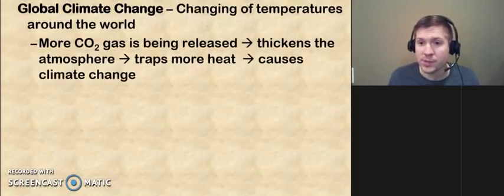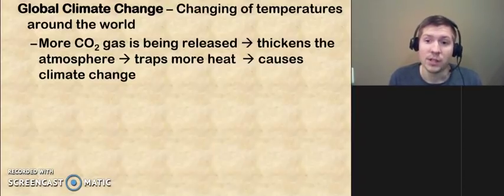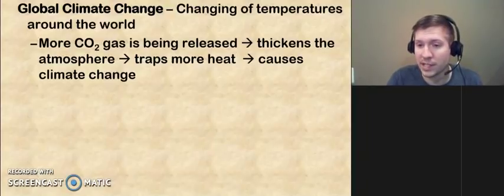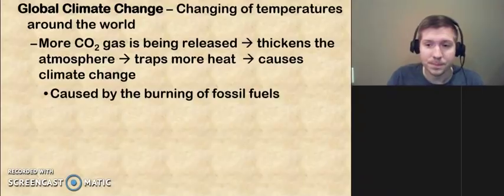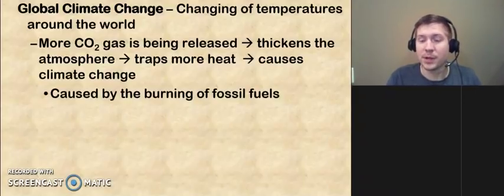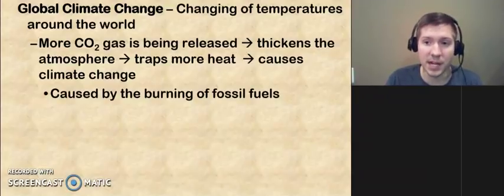So the way this works, to simplify it, is that we're releasing more carbon dioxide, usually from burning fossil fuels. This makes the atmosphere thicker. A thicker atmosphere traps more heat, and this causes the worldwide temperature to increase. So as I mentioned, it's primarily caused by the burning of fossil fuels: coal, petroleum, natural gas.